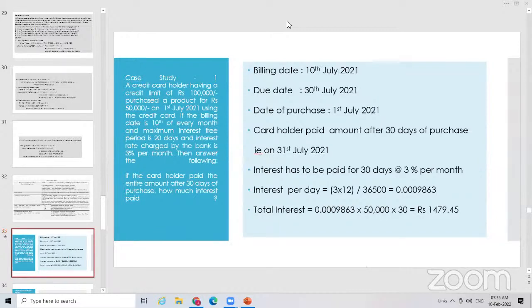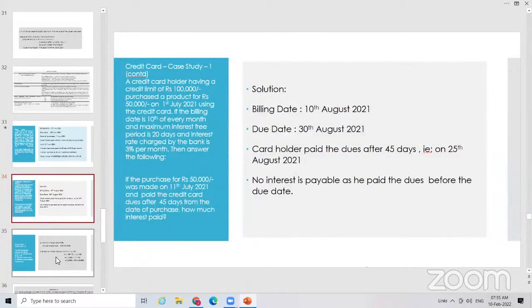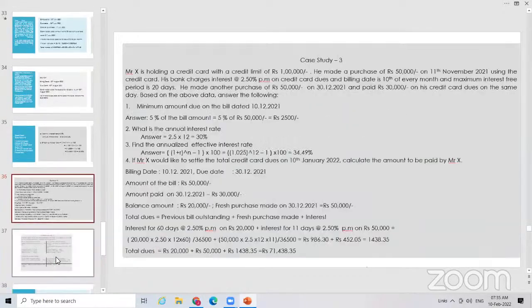Okay, now we have moved on to the next question. So we were calculating the interest for the overdue period. Look at the last question, number 4. If X would like to settle the total dues on 10th January, calculate the amount paid by X. So the amount paid by X: number 1 is the bill amount. Bill amount is the previous outstanding 20,000 and the current bill 50,000. So the total purchase is 70,000.